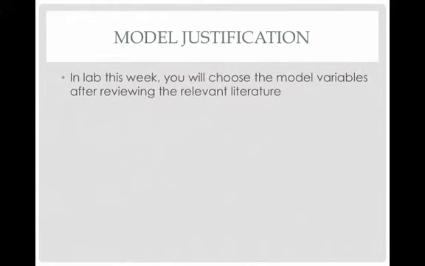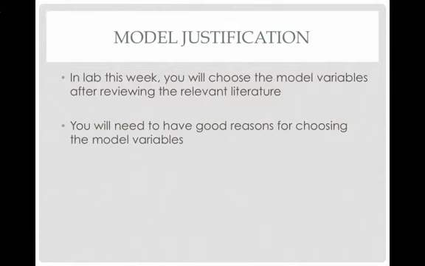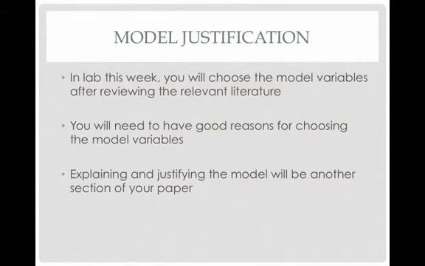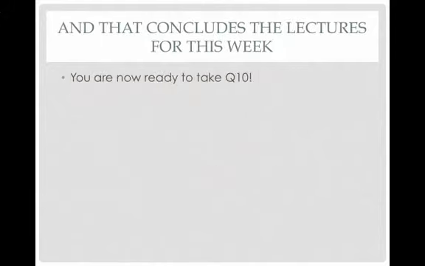So you'll need a model justification. You'll choose the model variables after reviewing the relevant literature just from two places, right? Palgrave and the Journal of Economic Literature. You'll need to have a good reason for choosing the model variables, and explaining and justifying the model will be another section of your paper, which will be your writing assignment for next Sunday or Monday. And that concludes the lectures for this week. You're now ready to take quiz 10. See you in class.